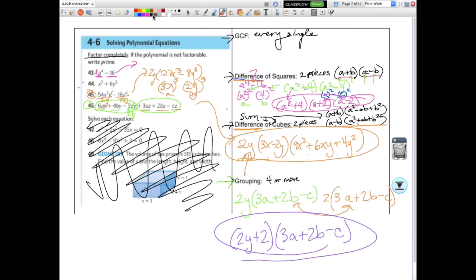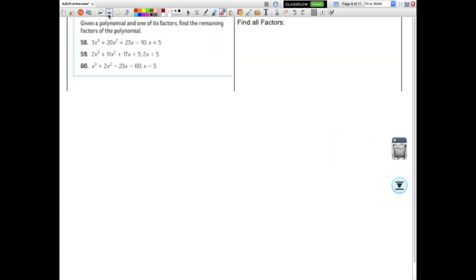The last thing for this chapter, you practiced it a little bit last remote lesson, but now we need to practice the whole thing. If you're given a polynomial and one of the factors, you need to find the remaining factors. So you have to divide it out and then either factor the resulting polynomial or use the quadratic formula to figure it out. So let's take a look at these 3 examples.